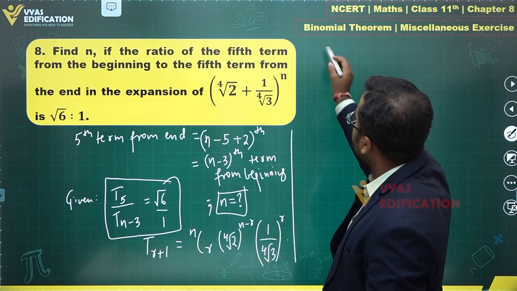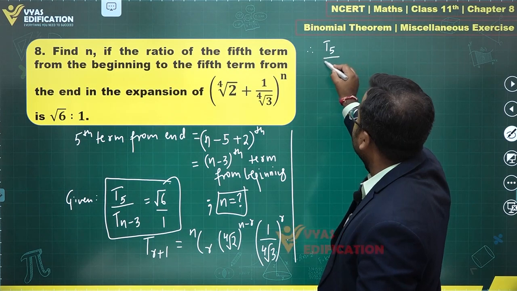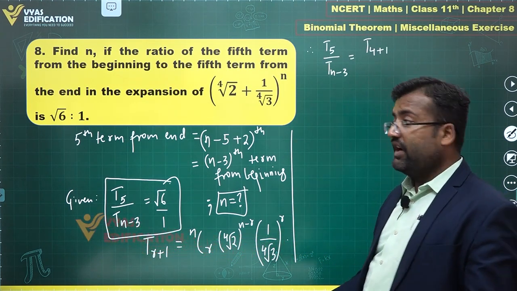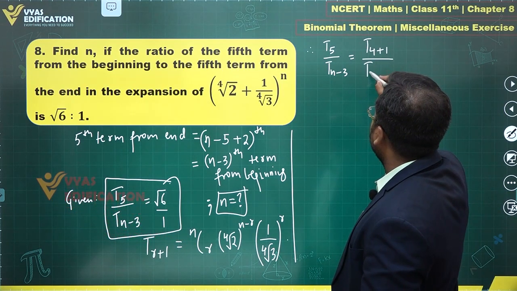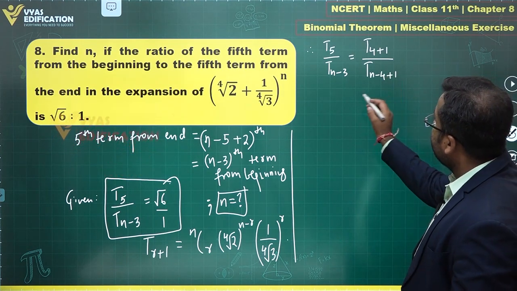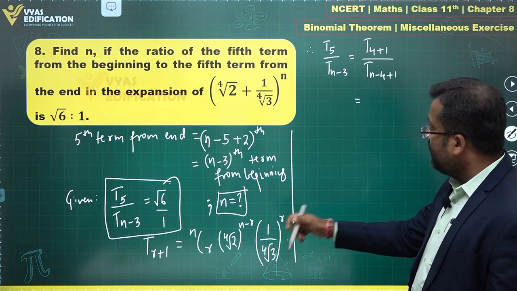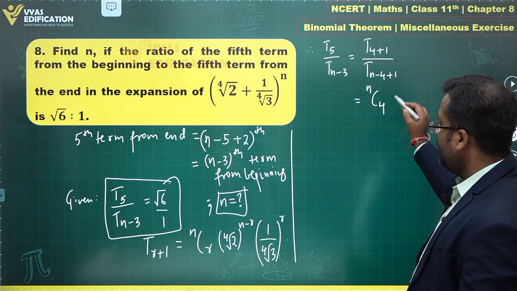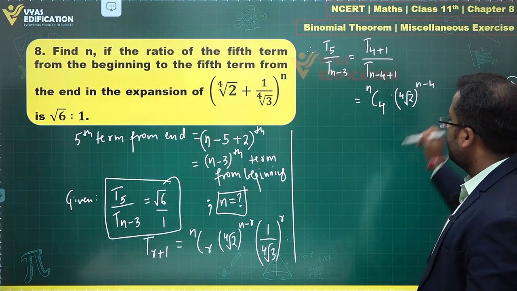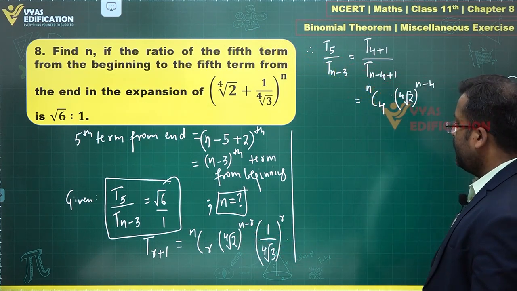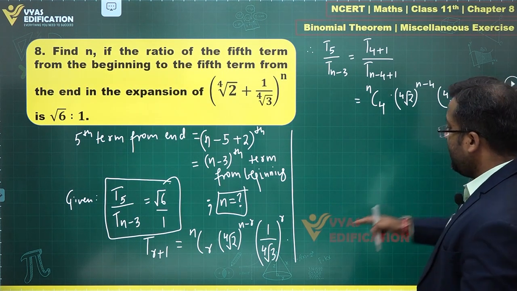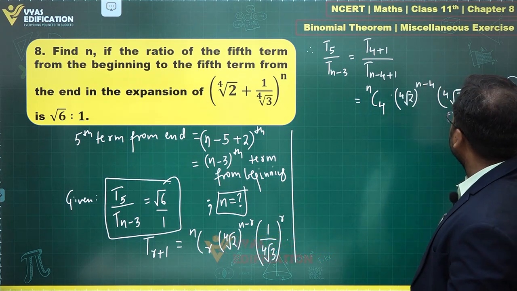So what you observe is, therefore, T5 over Tn minus 3 can be written as T4 plus 1. Tr plus 1 is what we are interested in. And this is Tn minus 4 plus 1, where r is equal to n minus 4. This ratio will be equal to NC4 times the fourth root of 2 power n minus 4. Can you observe that? And this is the fourth root of 3 power minus r, which will become minus 4.